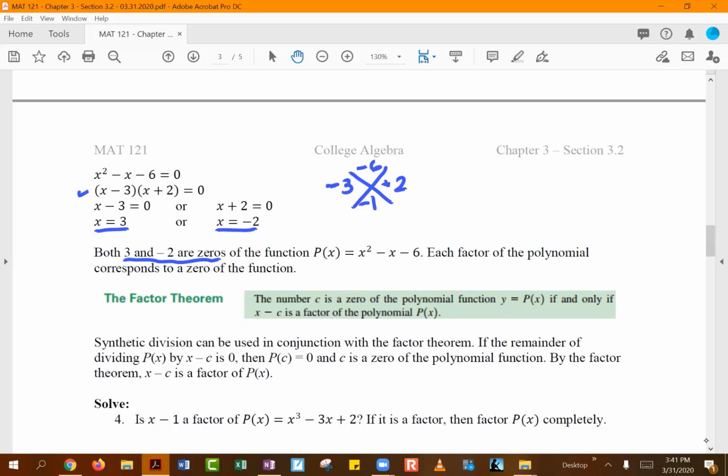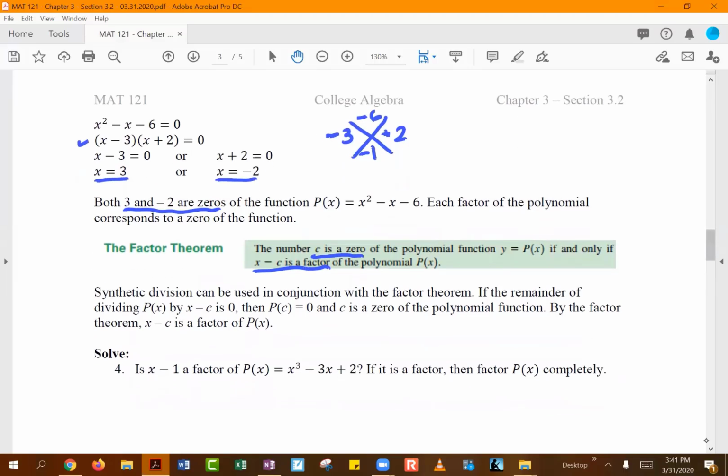So the factor theorem here is talking about the number c being a 0 of your polynomial function p of x if and only if the expression x minus c is a factor of your polynomial. So if the number c is a 0 of your polynomial function, then that means x minus c, that expression, is going to be a factor of your polynomial function. And so that's kind of a neat theorem to look at, again, when we're trying to solve these polynomial functions.